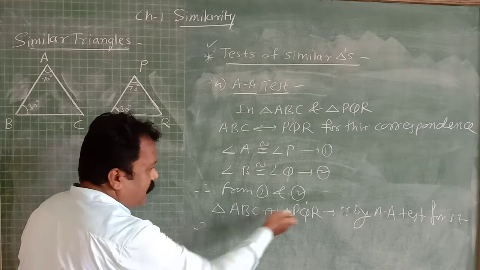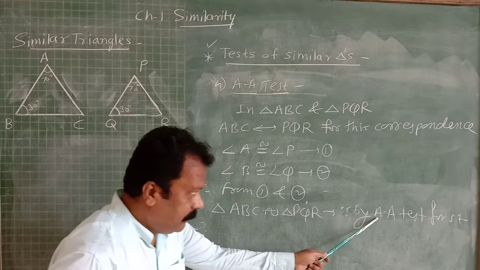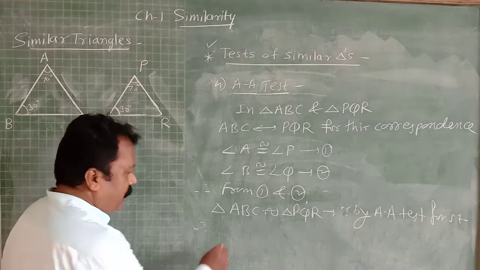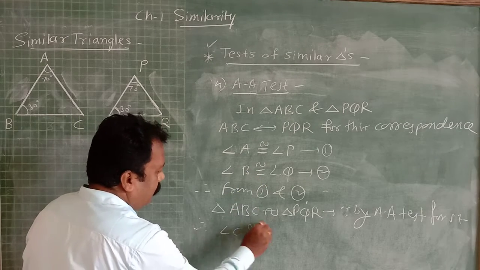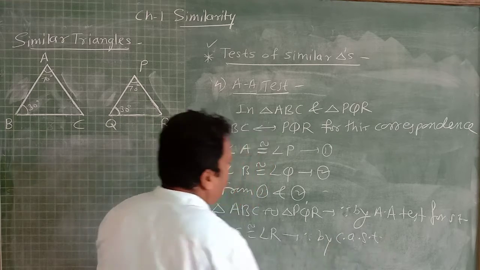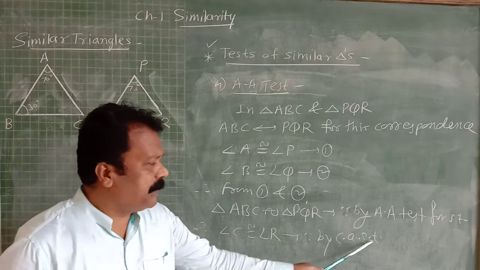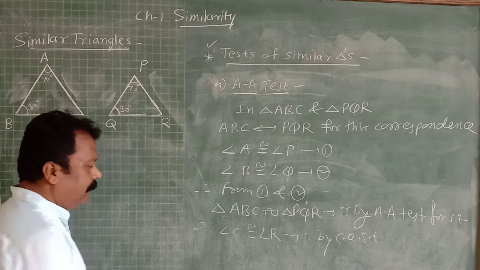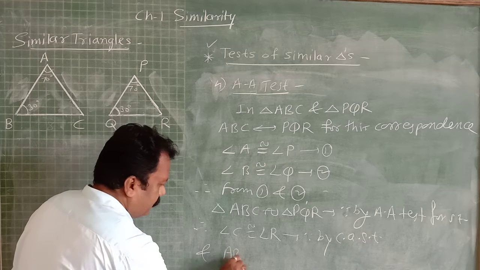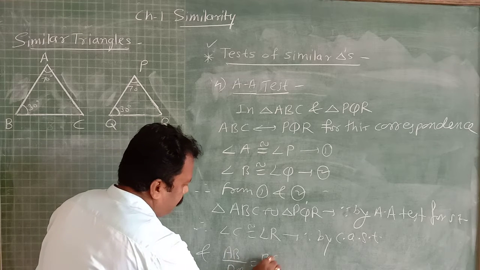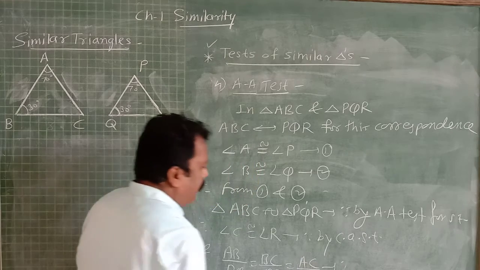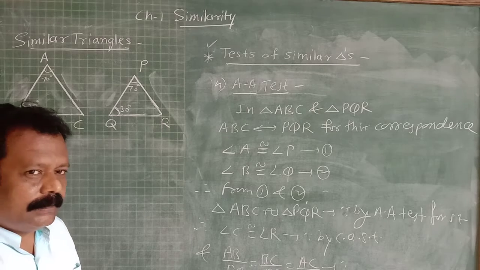So once we have shown by a test of similar triangles that the two triangles are similar, the remaining parts we can show. Therefore, the remaining part, angle C congruent to angle R, by CAST. CAST means these are the corresponding angles of similar triangles. So we have written AB upon PQ, BC upon QR and AC upon PR as usual. These are the corresponding sides of two triangles.